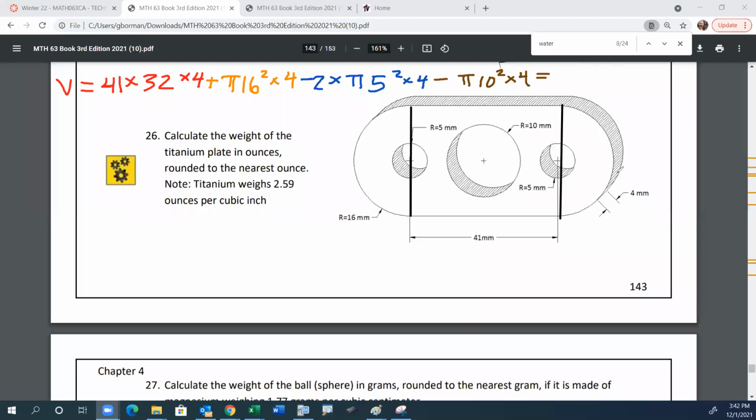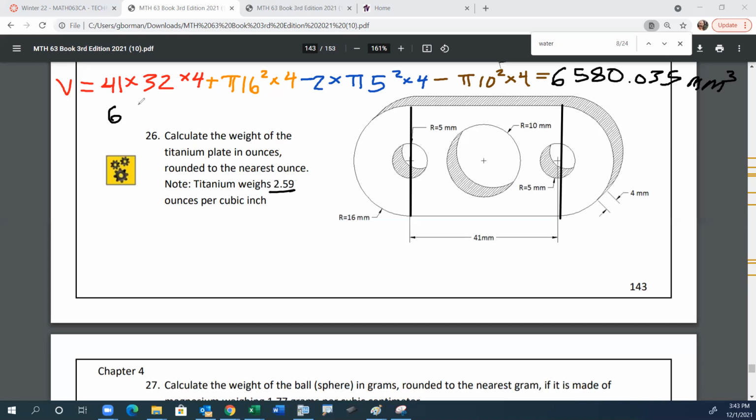Okay, so that's going to give us 6,580.035 or something cubic millimeters. All righty. Now, the titanium is 2.59 ounces per cubic inch. Oh dear. So we got to convert that to cubic inches. All right, cool. So we can convert this to millimeters or this one to inches. I'll just do the first one, the way I was doing it.